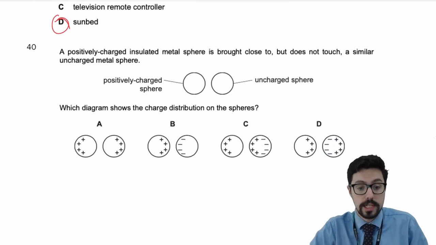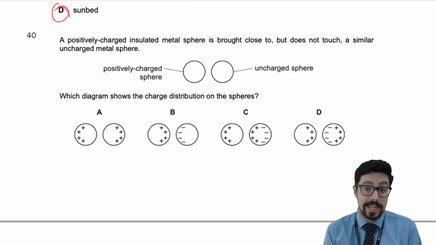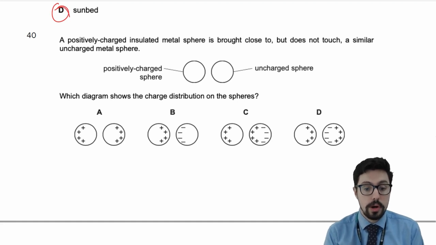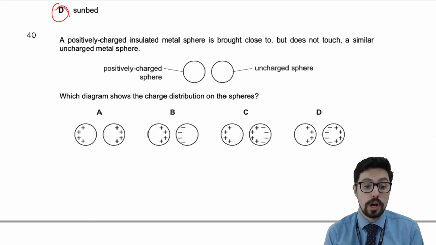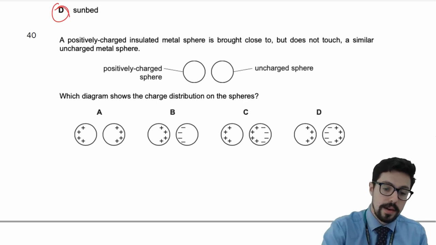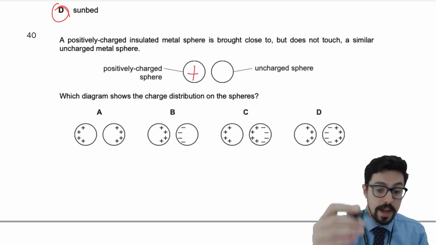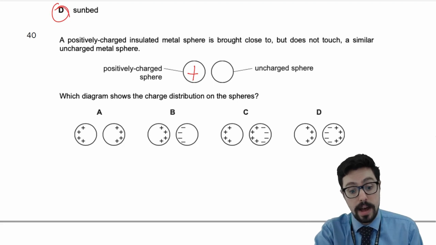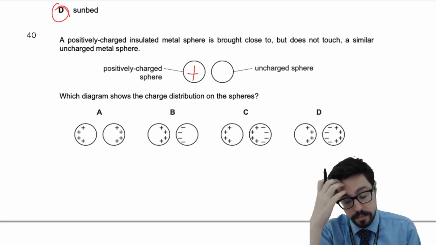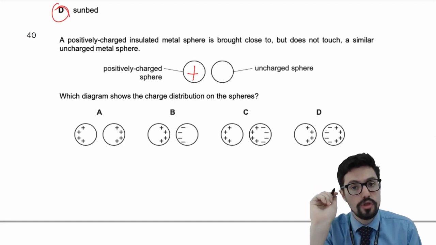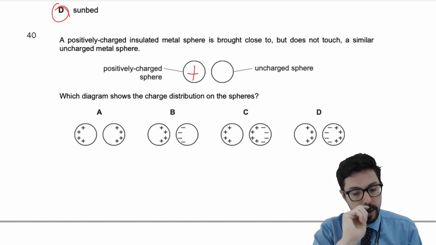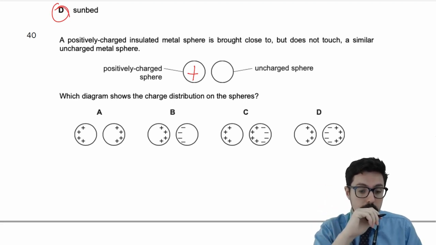Okay, question number 40 now. This is a static electricity question, kind of a throwback from year 9. We've got a positively charged metal sphere. It comes close to, but does not touch, an uncharged metal sphere. So the thing I know here is that in total, this sphere must be positively charged. It must have more positive than negative charge. An uncharged sphere must in total have a neutral charge.